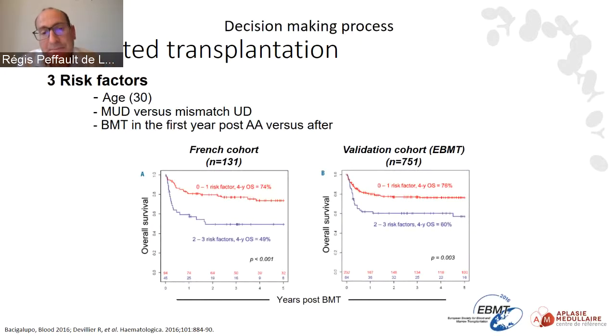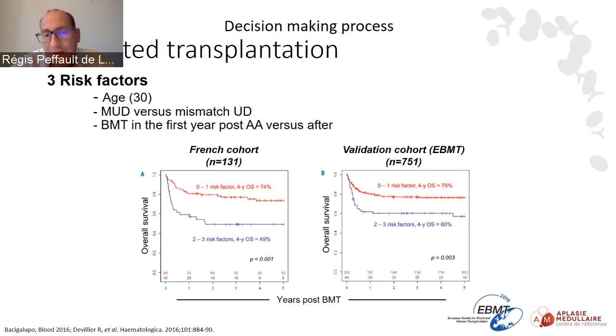So this is basically, I would say, an algorithm that helps to indicate the use of matched unrelated donor transplantation in aplastic anemia for refractory patients. What we used in France was 3 factors: being 30 years of age or less, which is all your patients; having a matched unrelated donor available compared with a mismatched unrelated donor; or being transplanted within the first year after diagnosis rather than later. Those are the main 3 factors that have been recognized as associated with good prognosis in patients with aplastic anemia transplanted using a matched unrelated donor. And as you can see on the left side of the slide, it played a major role because patients who have 1 or 0 risk factors had a very good overall survival, and that was validated in a validation cohort coming from the severe aplastic anemia working party of the EBMT on almost 800 patients.